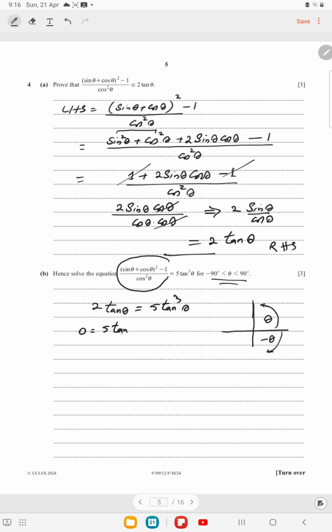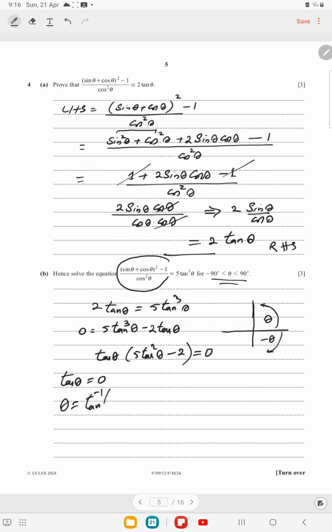So here it becomes 0 equals 5 tan cube theta minus 2 tan of theta. Take tan theta common, we'll get 5 tan square theta minus 2 equal to 0. So one is tan theta equal to 0. So theta, we will find it.